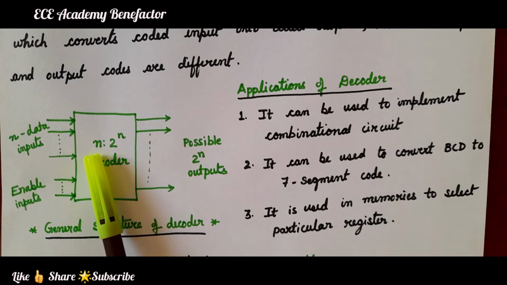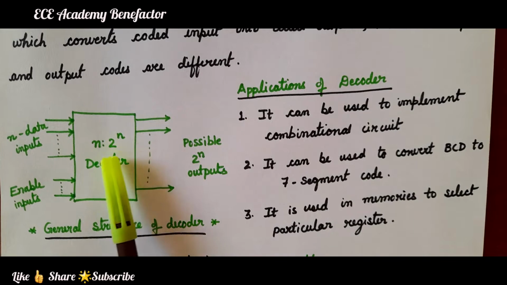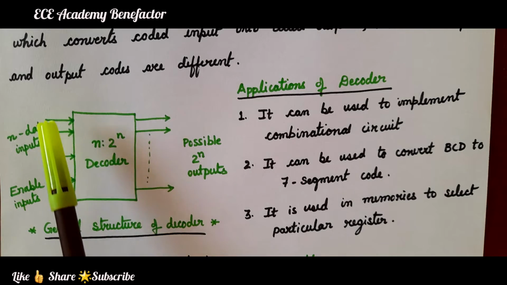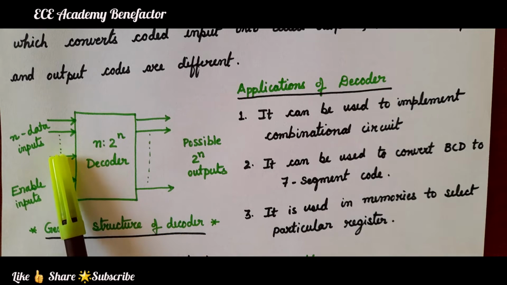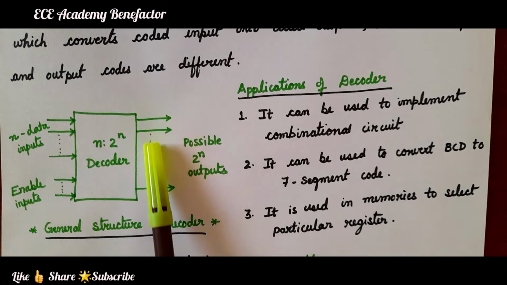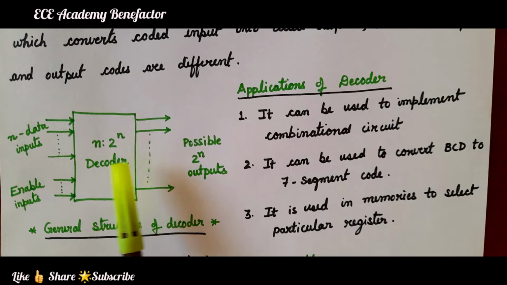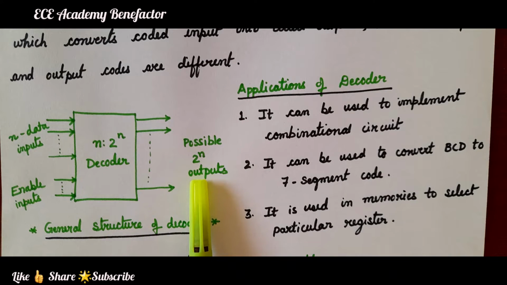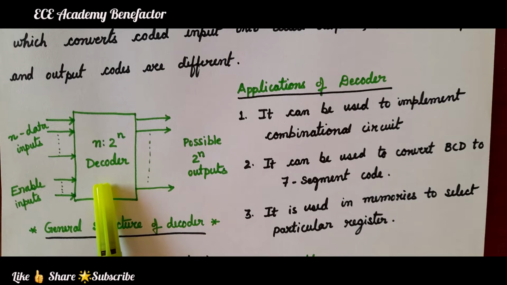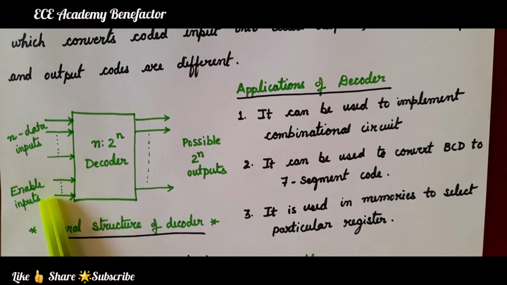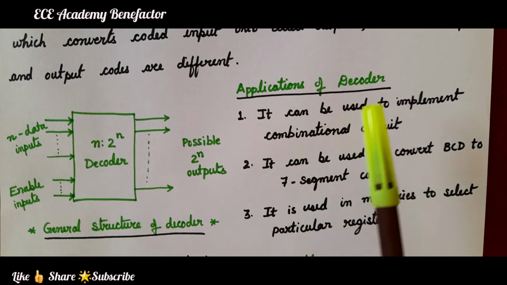It is an n to 2 to the power n decoder. This is a way of writing. n is the number of data inputs, and 2 to the power n are the possible outputs. N inputs, 2 to the power n possible outputs. To enable the decoder, we must connect an enable input. We can connect enable inputs, or one enable input is enough.